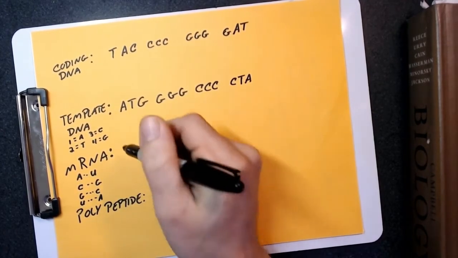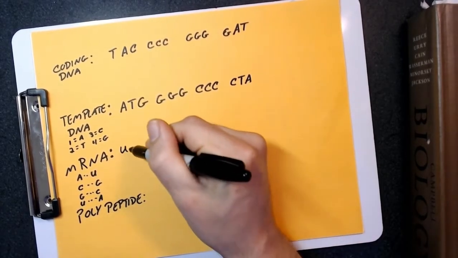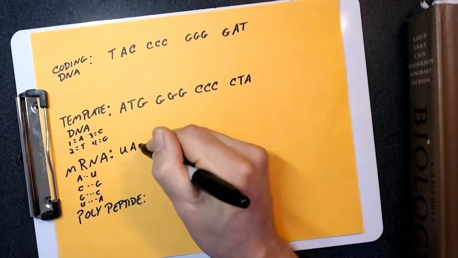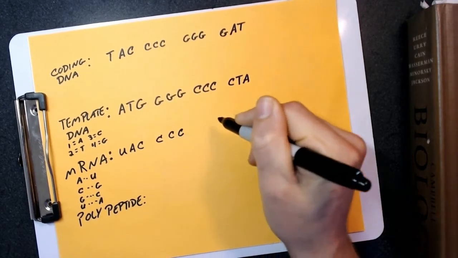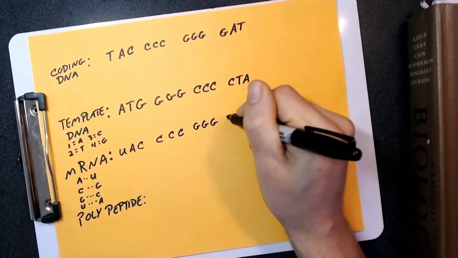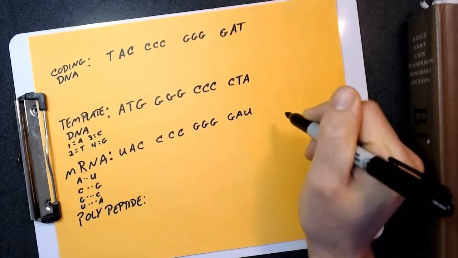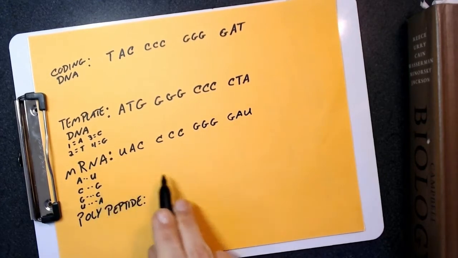We have an A here, so the mRNA would put a U in that position. We have a T here, same as before, we put an A there. We have a G here, that's a C, C, C, C, G, G, G, and G, A, U at the end, GAU at the end. So that's what our mRNA sequence would look like.